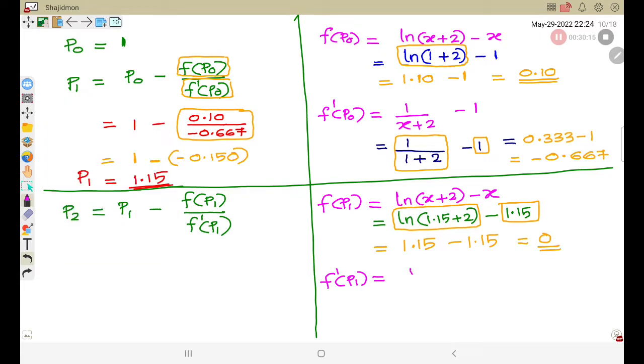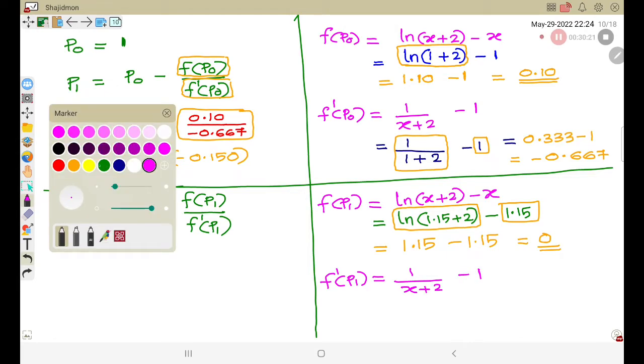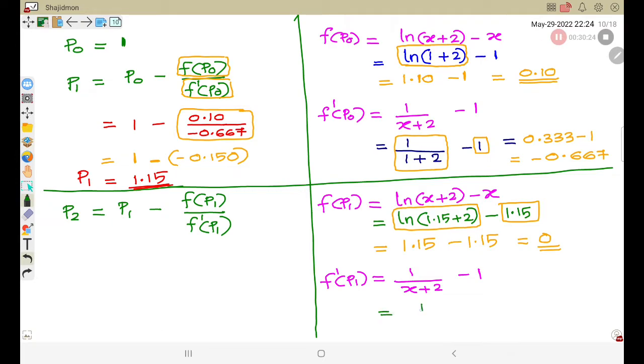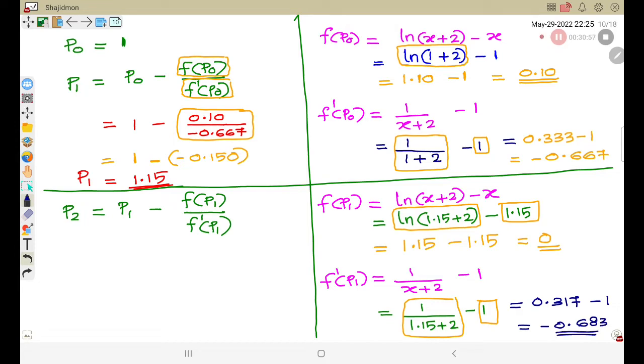Now we are going to calculate f dash of P1. f dash means what? The derivative, 1 over x plus 2 minus 1. Correct. Now instead of x we are writing P1 number. So 1 over 1.15 plus 2 minus 1. Okay, hope you understood. Now this one, check 3 digits rounding, minus 1 separately. So we will get 1 over 1.15 plus 2 means 0.317 minus 1, so that you are getting minus 0.683. Correct.